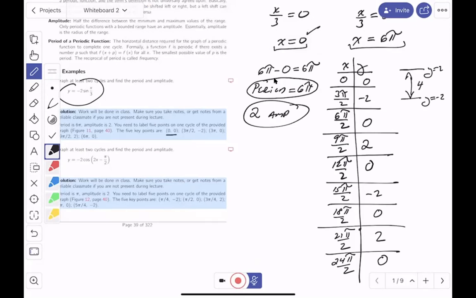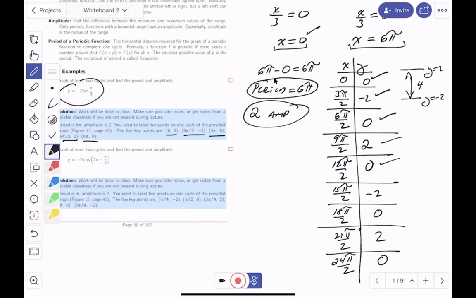0, 0. I see that point. 3 pi over 2, minus 2. I see that point. 3 pi, 0. I see that point. Now someone can say, oh, you have 6 pi over 2. That's 3 pi, right? I see this point over here, which is 9 pi over 2, comma 2. And then I see this thing over here, which they say is 6 pi, 0. And I have 12 pi over 2. It's still 6 pi.